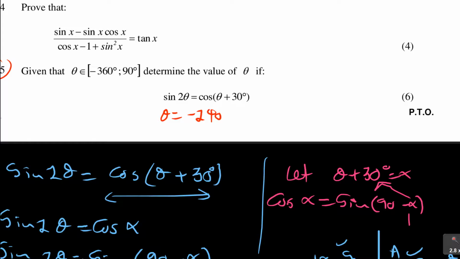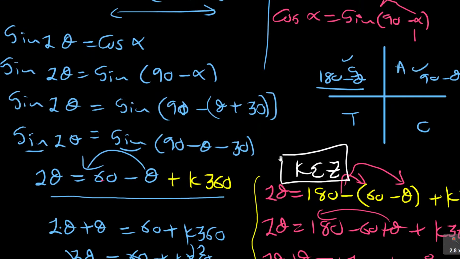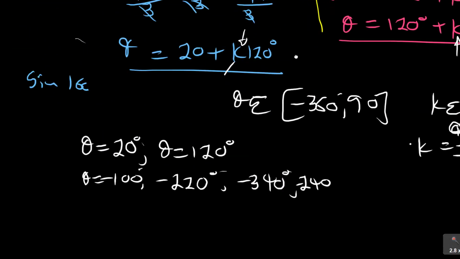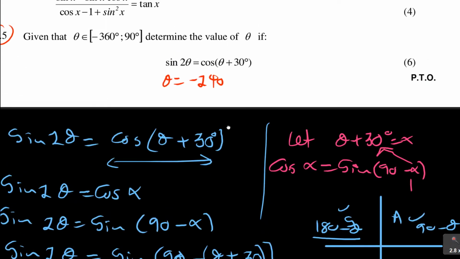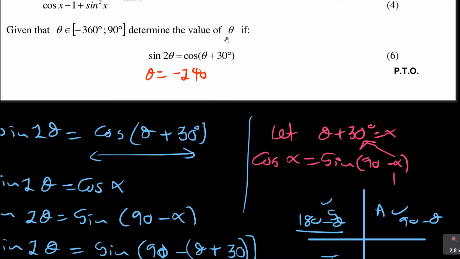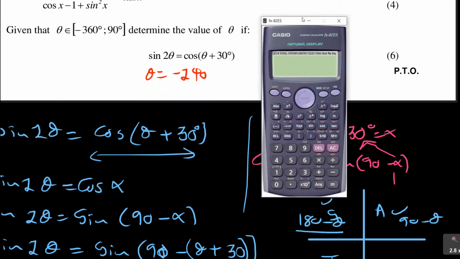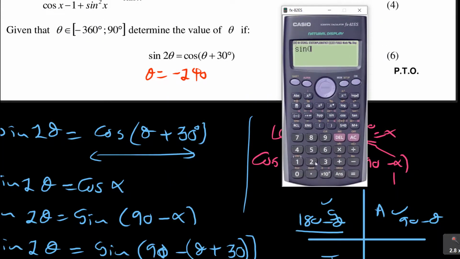We got all the answers, but I'm not going to prove all of them. You can test some of them. Let's try 20. Remember, left hand side, right hand side. So sine 2 times 20. 2 theta is 2 times 20, 0.6427.